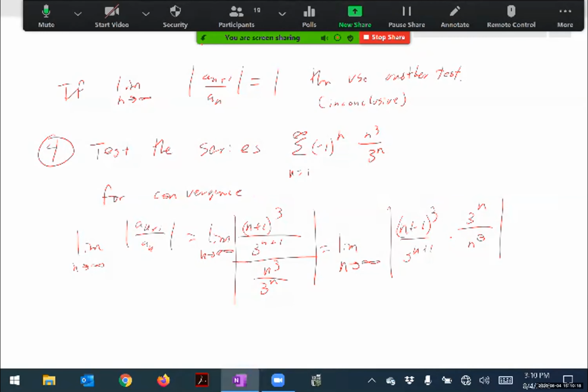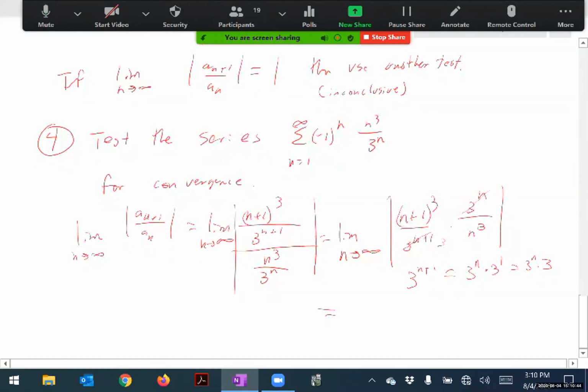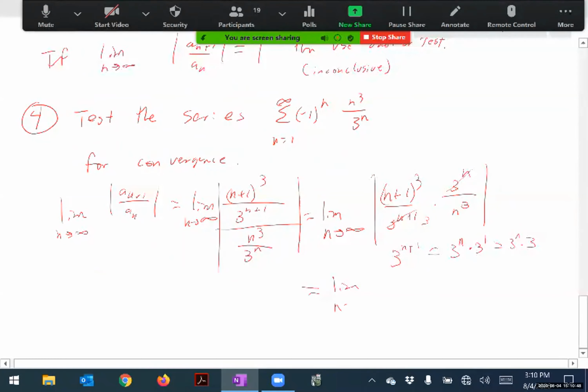Well, I notice that I've got a 3 to the n plus 1 on the bottom and a 3 to the n on top. I can think of 3 to the n plus 1 as 3 to the n times 3 to the 1, which is 3 to the n times 3, right? So can't this 3 to the n cancel with this 3 to the n plus 1 and just leave me a 3 on the bottom? Well, that's nice. So this is equal to the limit as n goes to infinity of (n plus 1) cubed over n cubed, and then I have a 1/3 on the front here.